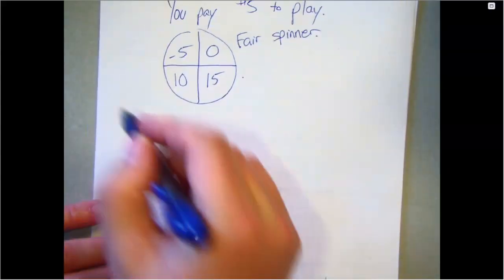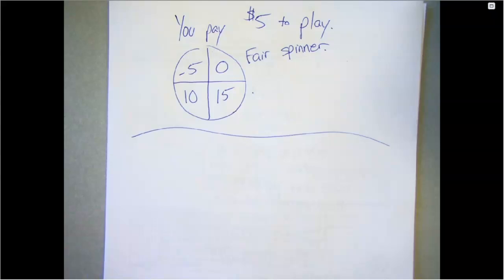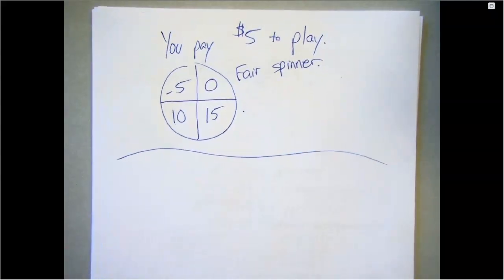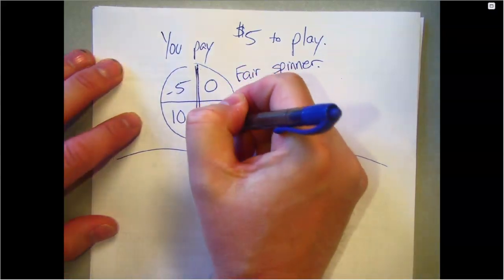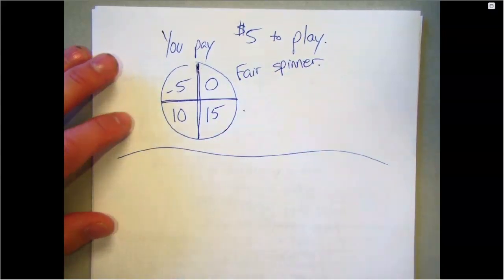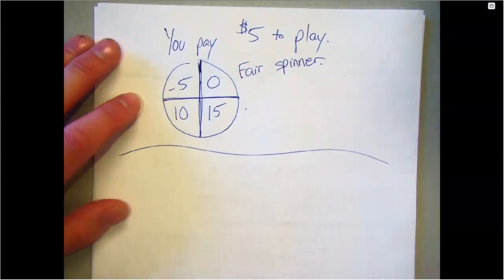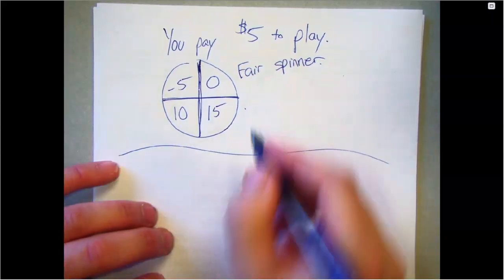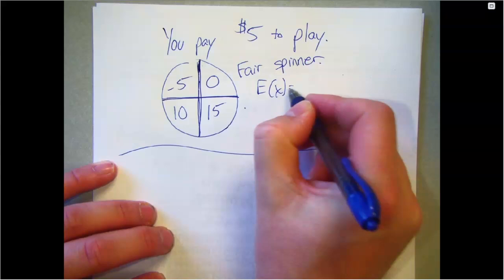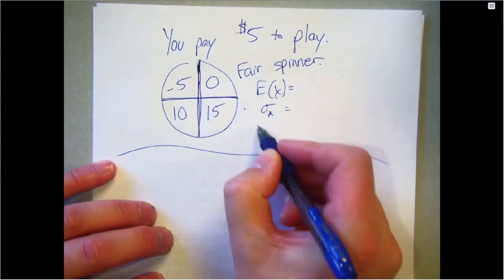All right, go to the next page, which is blank. And I want you to figure out that game. You've got a fair spinner, equally likely to end in any of these four spots. I want you to tell me the expected value, the standard deviation, and should you play.